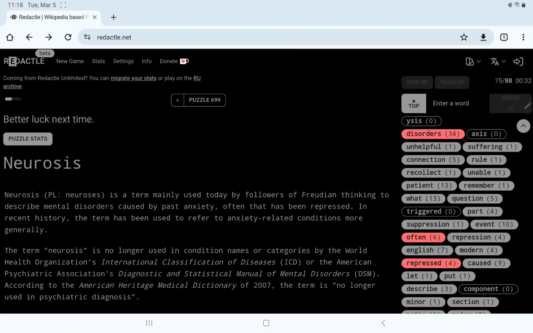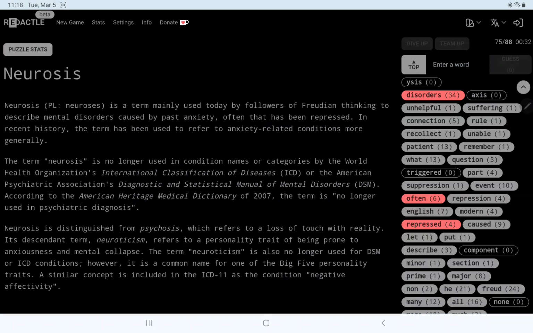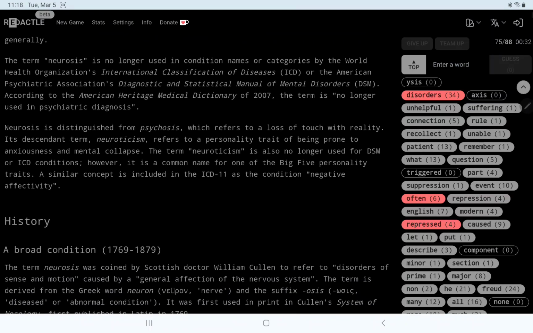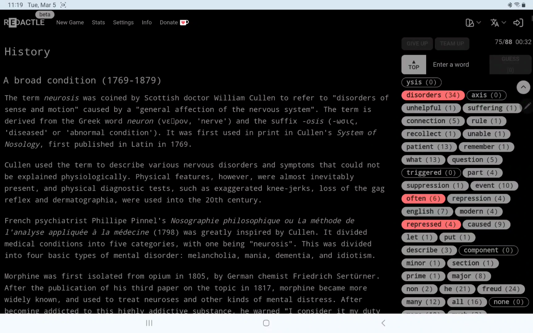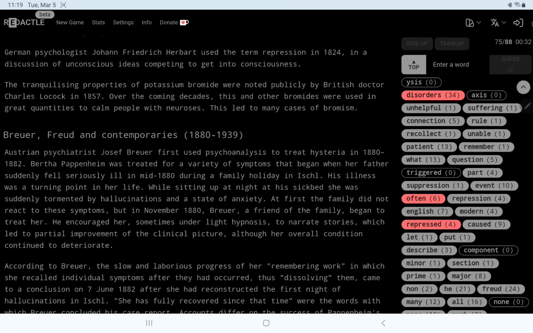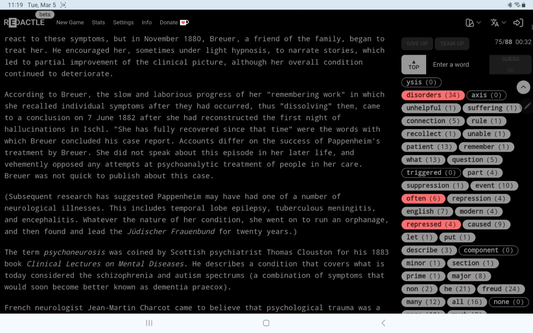Neurosis. All right. Yeah, maybe I should have thought of the osis suffix, but it's a term mainly used by followers of Freudian thinking. Past anxiety. Anxiety-related conditions. No longer used in condition names or categories by the WHO. The DSM, Diagnostic and Statistical Manual. Yes, that's what I was trying to think of. Distinguish from psychosis, a broad condition. William Cullen was the first, a Scotsman, and then Philippe Pinel. Breuer was one associated or maybe precursor of Freud.